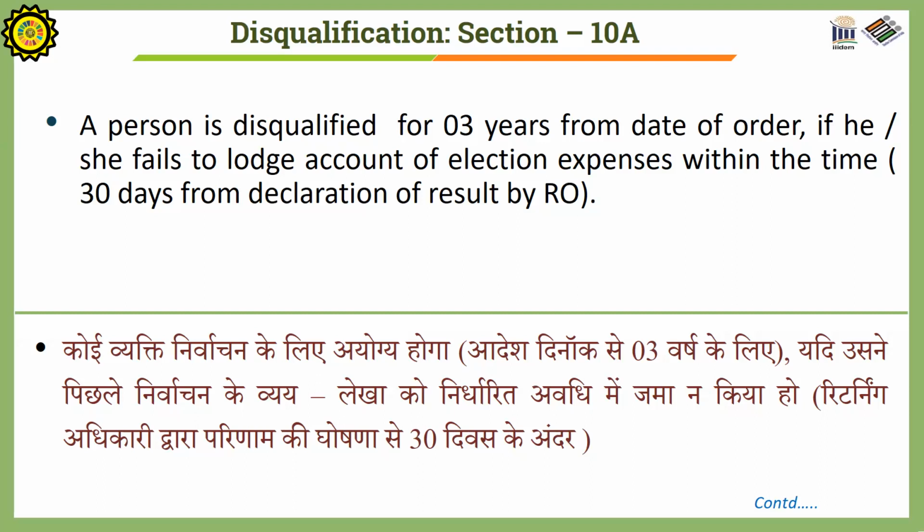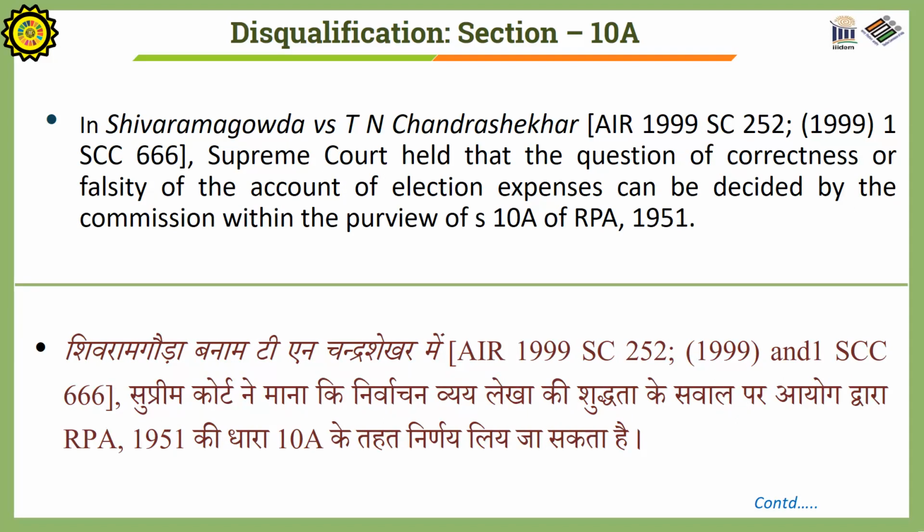Disqualification under Section 10A. A person is disqualified for 3 years from the date of order if he or she fails to lodge the account of election expenses within the time of 30 days from the declaration of result by the RO. In Shivaramagowda versus T.N. Chandrasekhar, the Supreme Court held that the question of correctness or falsity of the account of election expenses can be decided by the Commission within the purview of Section 10A of the RP Act 1951.